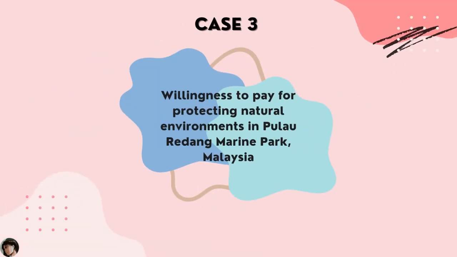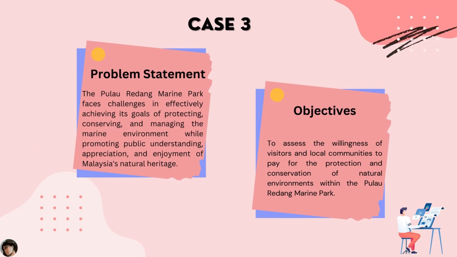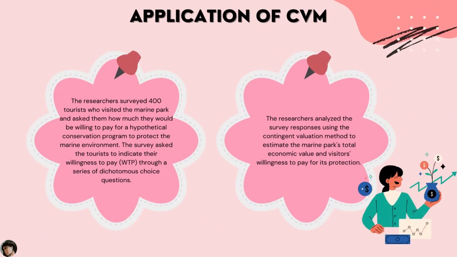Case 3. Willingness to pay for protecting natural environments in Pulau Redang Marine Park, Malaysia. Malaysia faces challenges in effectively achieving the goals of protecting, conserving, and managing the marine environment while promoting public understanding, appreciation, and enjoyment of Malaysia's natural heritage. The researchers aim to assess the willingness of visitors and local communities to pay for protecting the marine environment. They surveyed 400 tourists using the contingent valuation method and found they would pay an average of RM 33 per person daily for a hypothetical conservation program. The estimated total economic value of the marine park was 22 million ringgit per year.